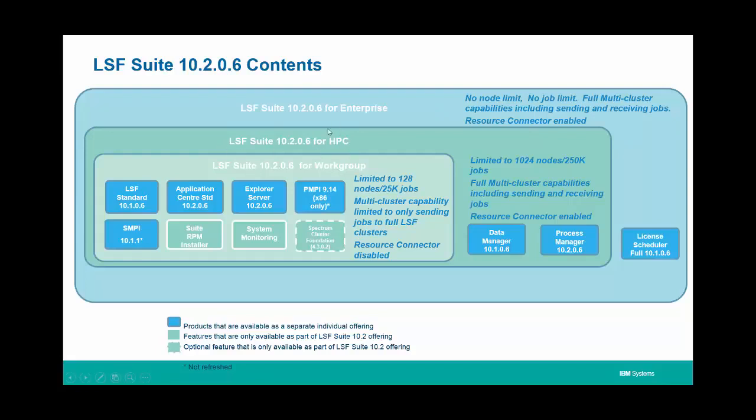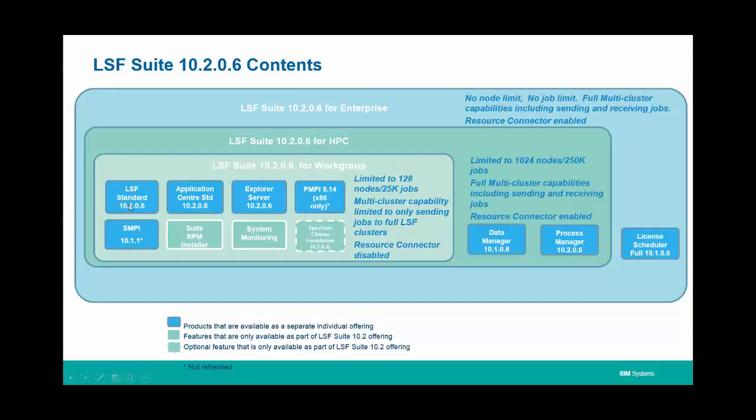You have the HPC edition, which is limited to 1024 nodes and 250,000 jobs. It also includes Data Manager and Process Manager, and those are 10.1.0.6, and I think Process Manager, oh yeah, it's 10.2.0.6. And of course you have the LSF Suite Workgroup Edition. This is limited to 128 nodes and 25,000 jobs.